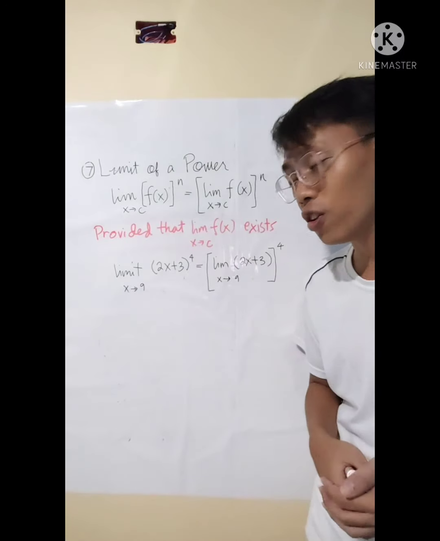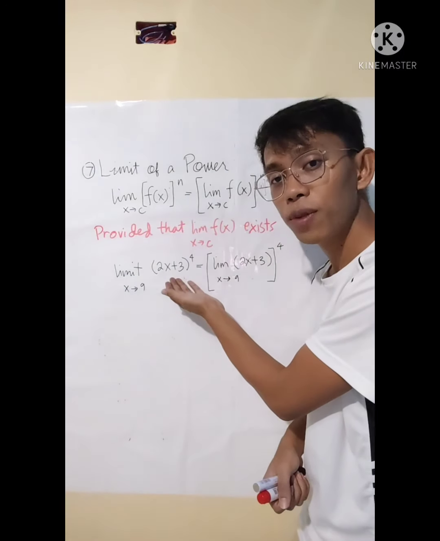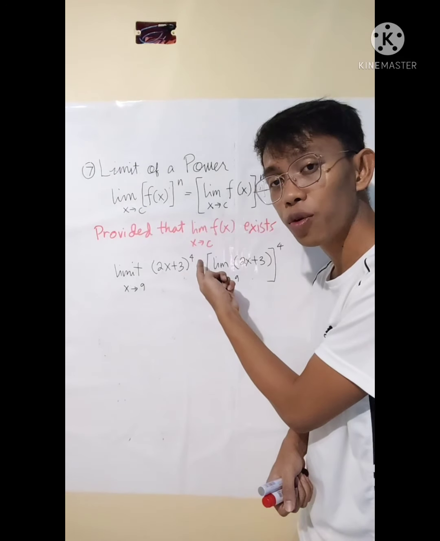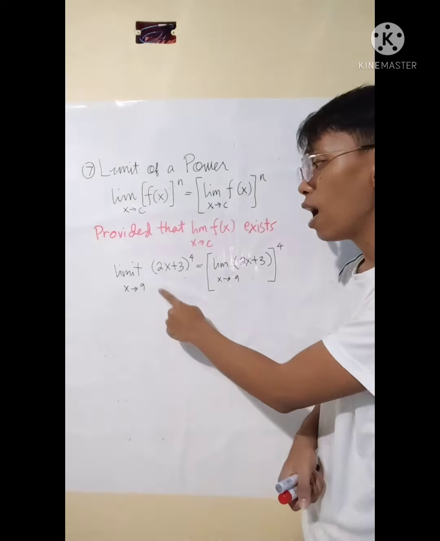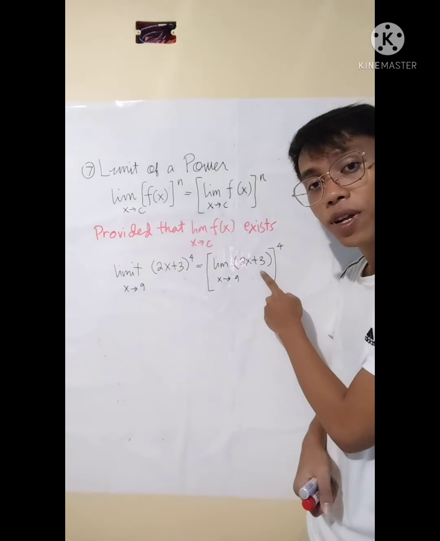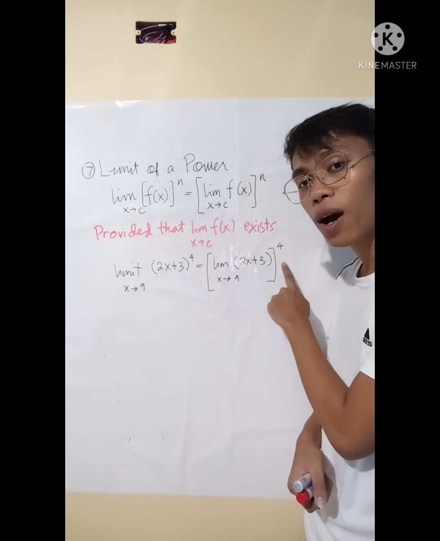As an illustration, we have here the limit of the quantity 2x plus 3 na nire-raise natin sa power of 4, limit as x approaches 9. Equal daw yan sa kunin natin yung limit ng 2x plus 3 as x approaches 9, tsaka natin i-raise yung sagot sa power na 4.